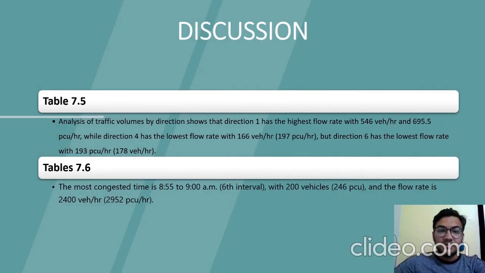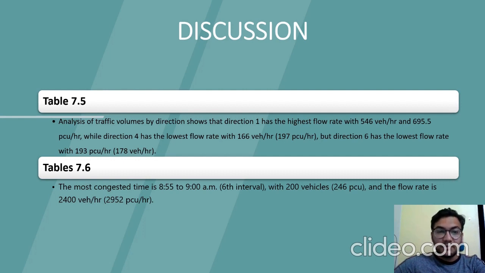Now, table 7.5, analysis of traffic volume by direction of travel. Direction 1 has the largest flow rate with 546 vehicles per hour and 695.5 passenger car units per hour. Direction 4 has the lowest flow rate with 166 vehicles per hour, but direction 6 has the lowest flow rate with 193 passenger car units per hour, 175 vehicles per hour.